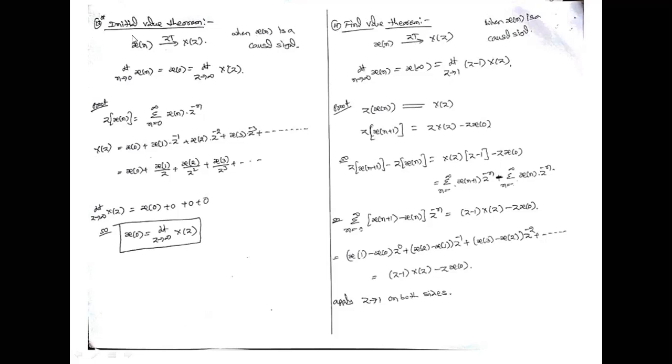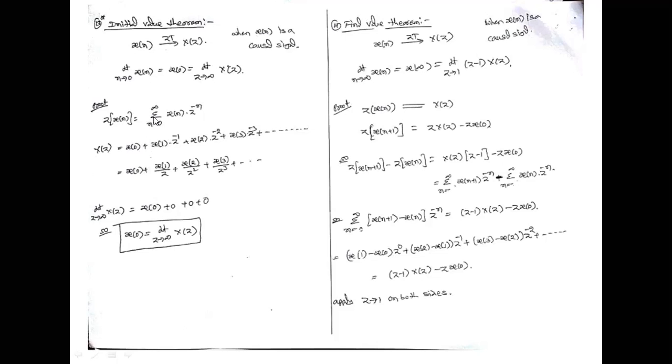Now here also, the initial value theorem starts when n is equal to 0 in the time domain: limit n tends to 0 of x of n, that is equal to x of 0, that is equal to limit z tends to infinity of x of z. Simple. But here, to prove the initial value theorem, you can only use the definition of the unilateral Z transformation, not the bilateral Z transformation, to prove the initial value theorem and the final value theorem.